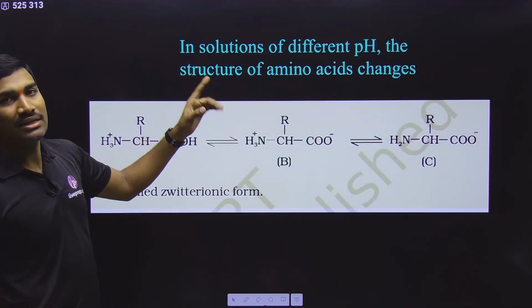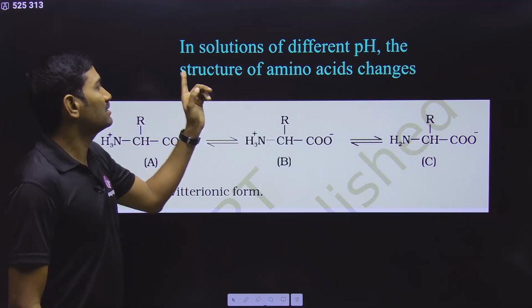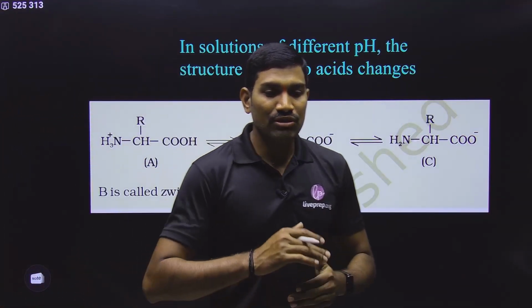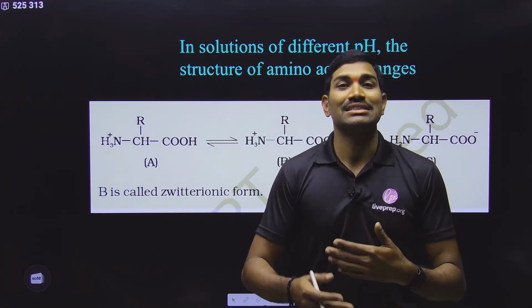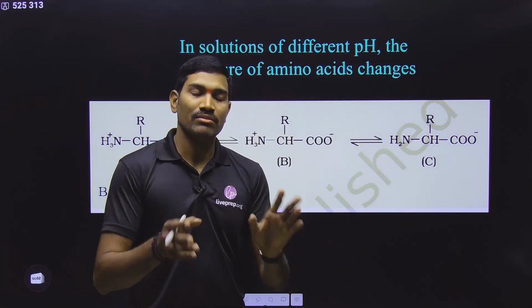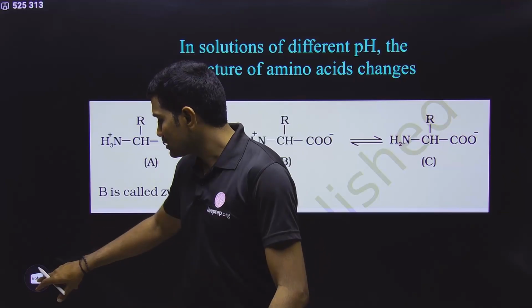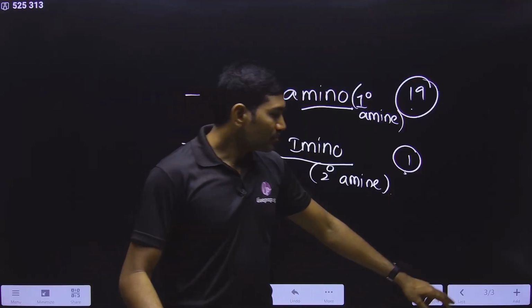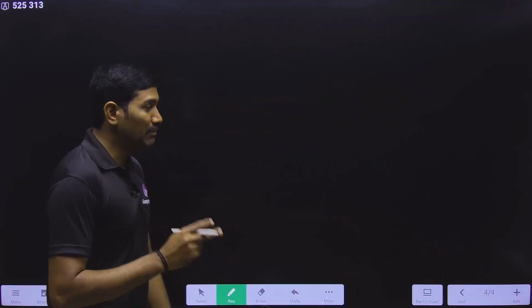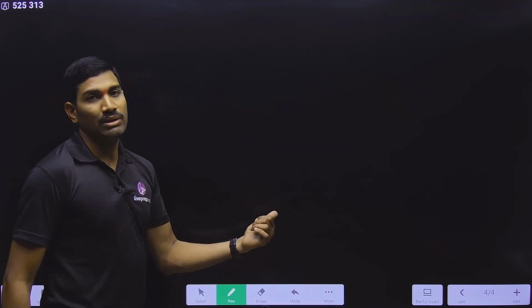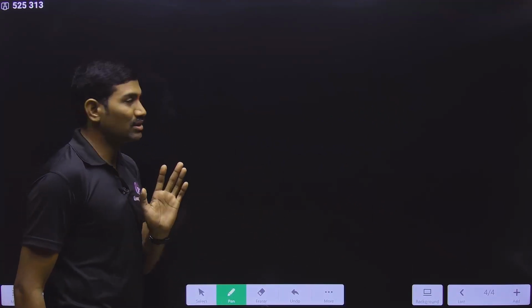Next one, they are saying that in solutions of different pH, the structure of amino acid changes. What is the meaning of this? If the pH of solution changes, structure of amino acid changes. How? I will explain you. In the NCERT, they have given this. Quickly, I will try to explain you the same diagram so that you should never make any mistake. And please remember, this concept is important even in higher classes also. So I am explaining very clearly. Please try to understand this.